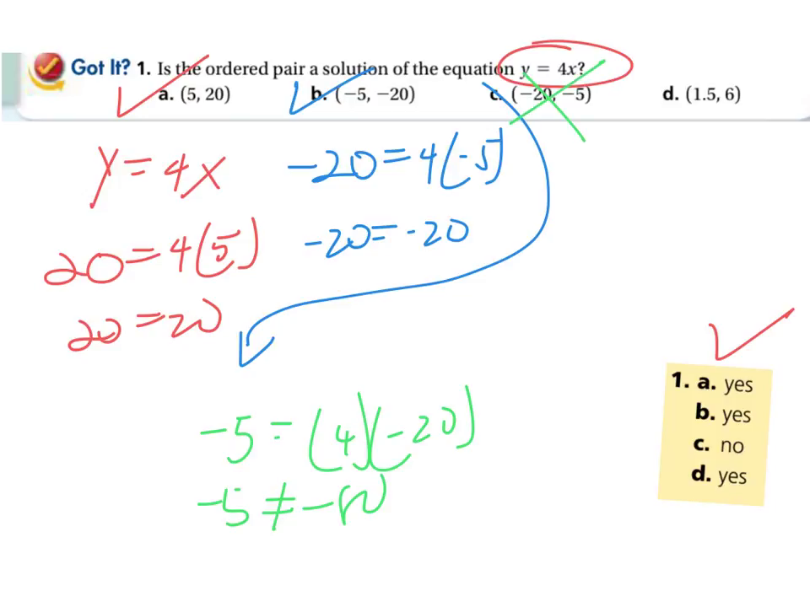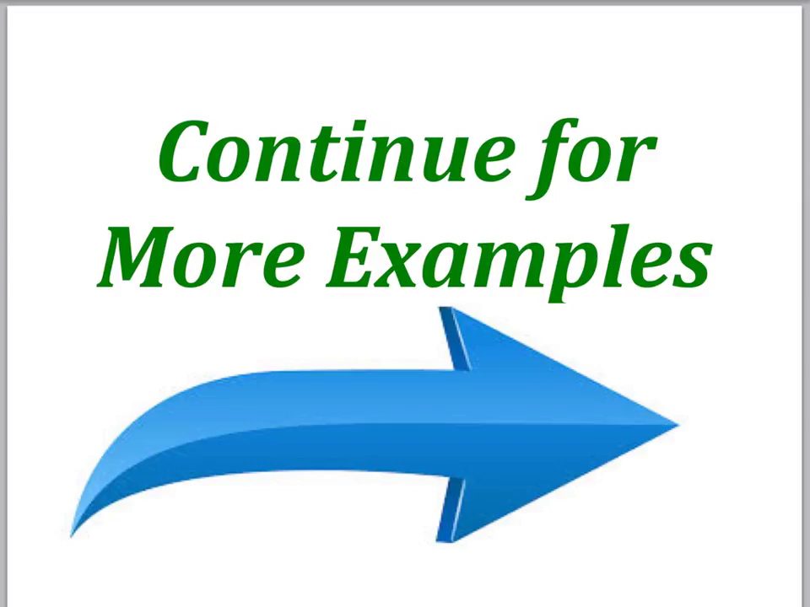Then the last one here, it wants to know is (1.5, 6), so that ordered pair. So does 6 equal 4 times 1.5? That is true. You can check it if you don't believe me, but that is true. So yes, yes, no, yes. That's what you should have gotten on your class kick. Go ahead and continue watching for another example from me.